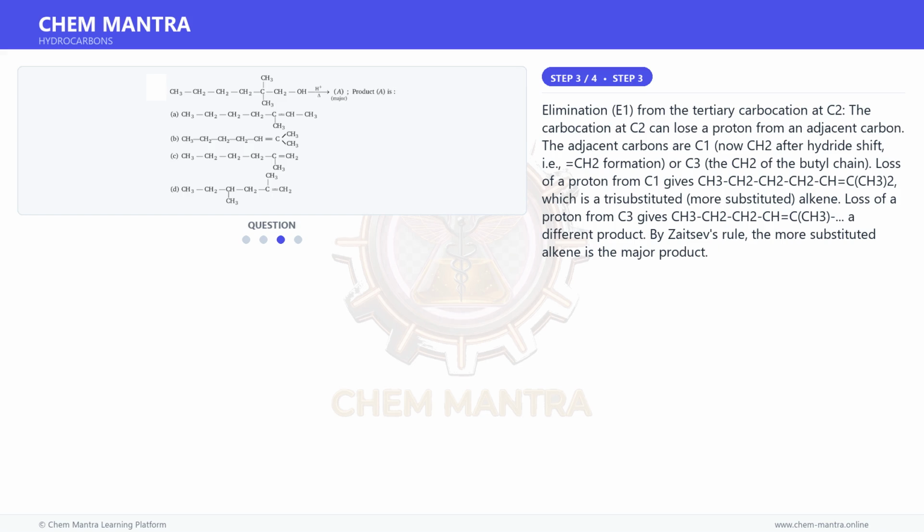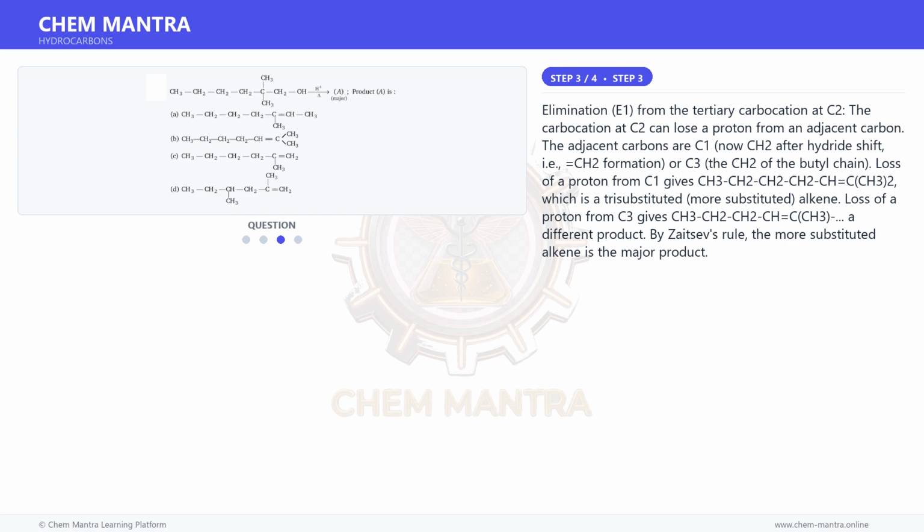Moving on to the next step. Elimination, E1. From the tertiary carbocation at C2, the carbocation can lose a proton from an adjacent carbon. The adjacent carbons are C1, now CH2 after the hydride shift, which would give a C=CH2 formation, or C3, the CH2 of the butyl chain.